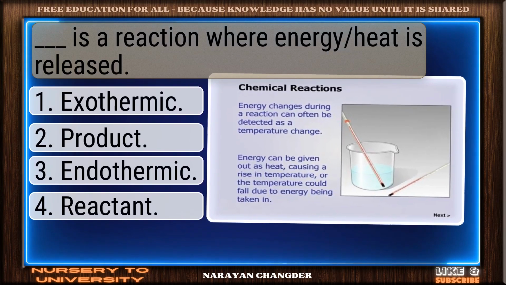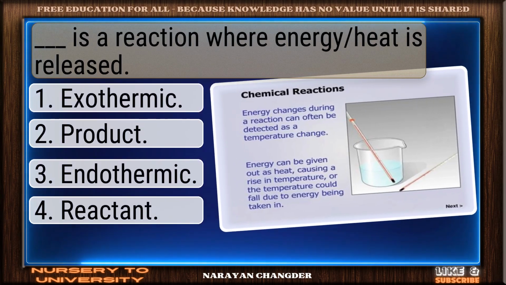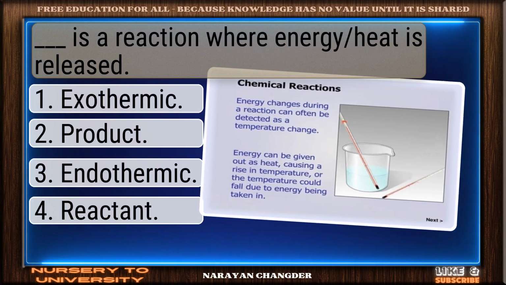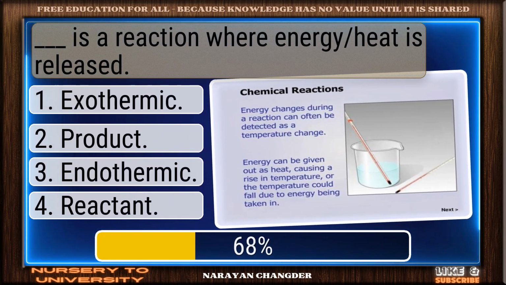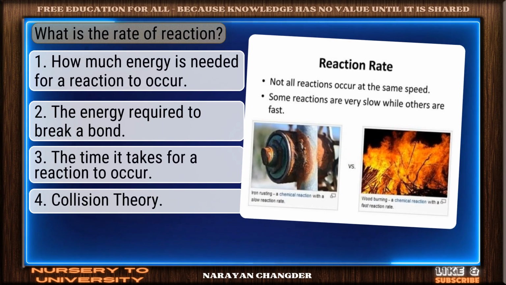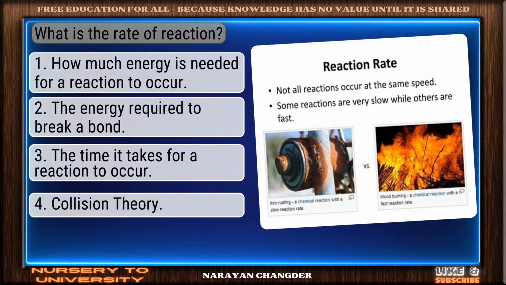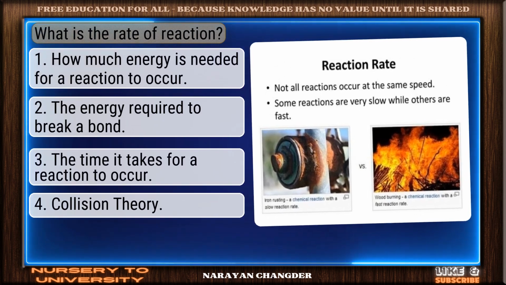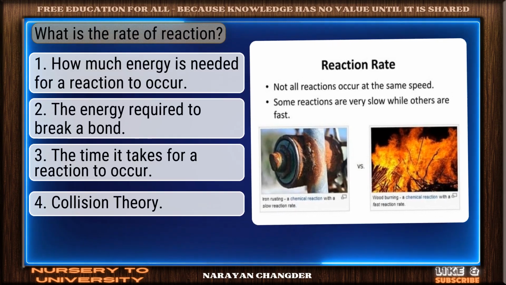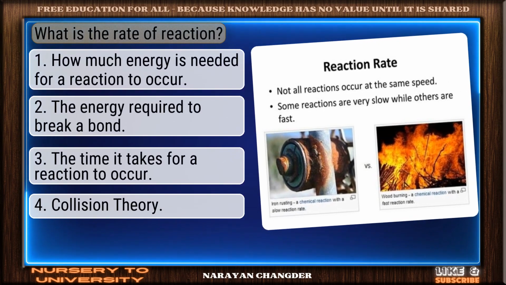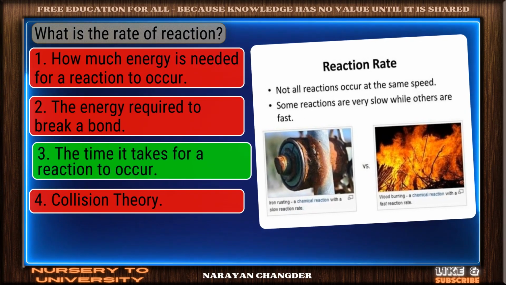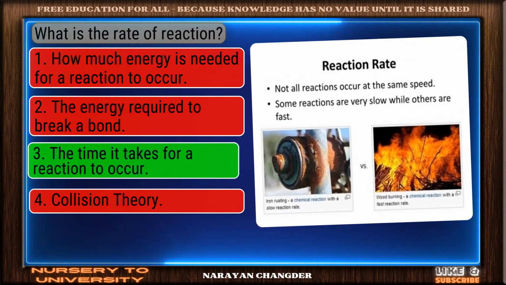Dash is a reaction where energy, heat, is released. Option 1, exothermic. Option 2, product. Option 3, endothermic. Option 4, reactant. Exothermic, well done. What is the rate of reaction? Option 1, how much energy is needed for a reaction to occur. Option 2, the energy required to break a bond. Option 3, the time it takes for a reaction to occur. Option 4, collision theory. You're on fire. The time it takes for a reaction to occur.